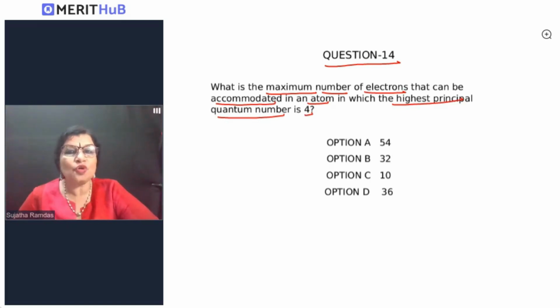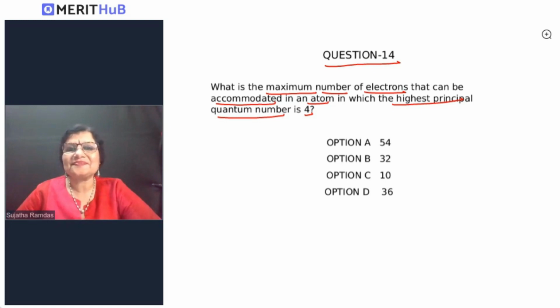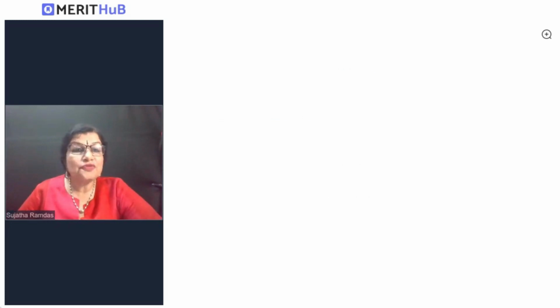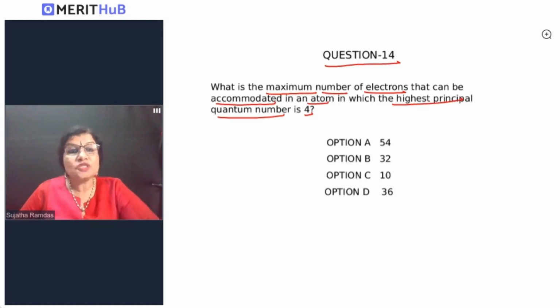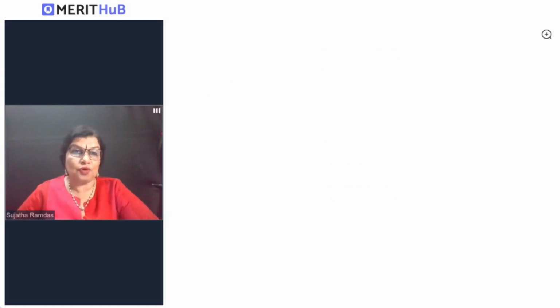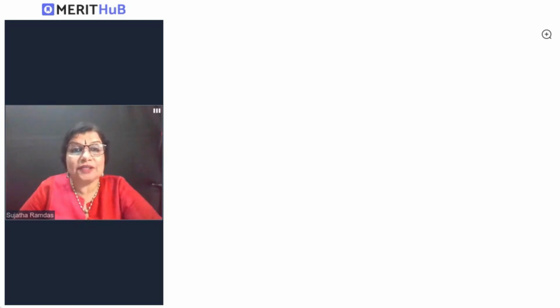One of the four options would be the right answer, and this type of question will appear in section A of your JEE exam paper. So let's start discussing this question. You need to find out the maximum number of electrons which can be accommodated in an atom whose highest principal quantum number is 4. Principal quantum number would mean n is equal to 4.